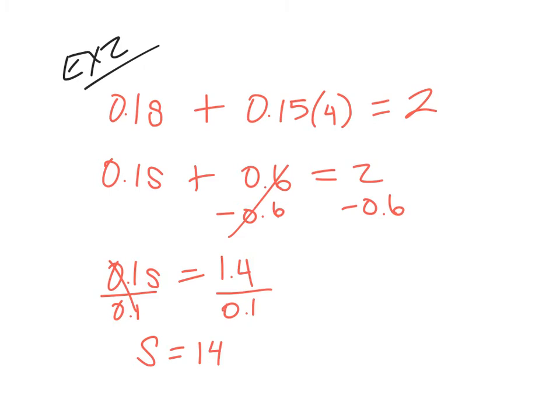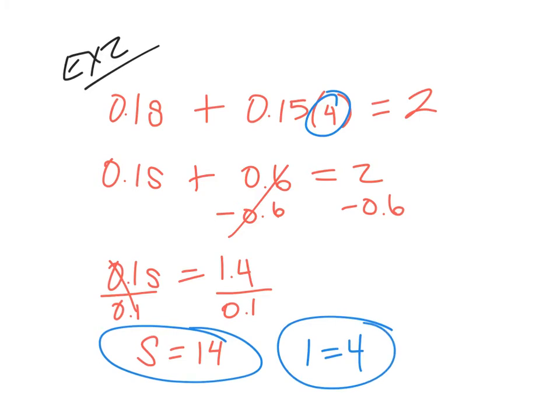Short blocks. So I'm going to run 14 short blocks. And then how many long blocks am I running? 4. 4 long blocks, 14 short blocks. Good. We've answered the question.